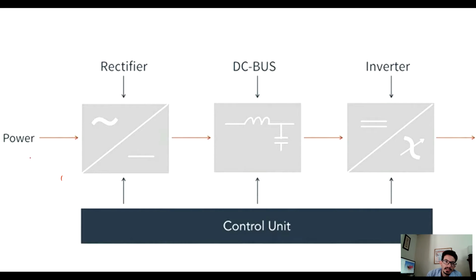So you have your AC power going into your motor, then a rectifier is going to convert your AC into a DC signal, then the bus is going to filter that signal, and then it's going to be used in the control system, and then the inverter is going to take it back to AC to complete the circuit.